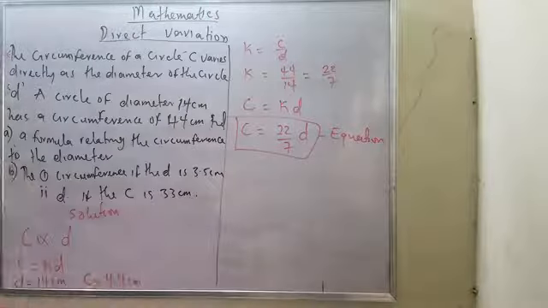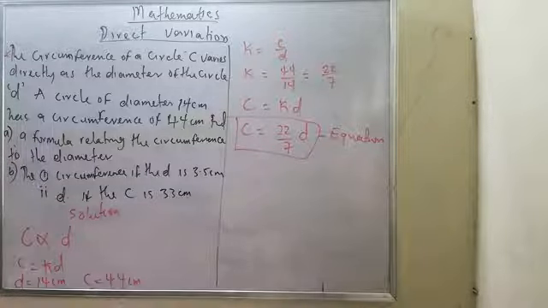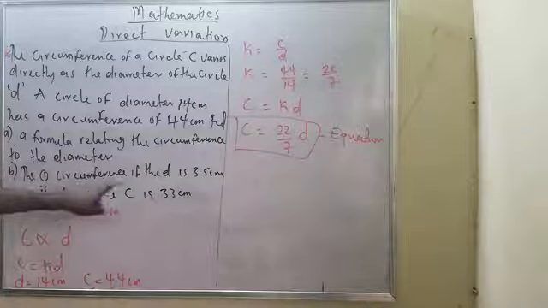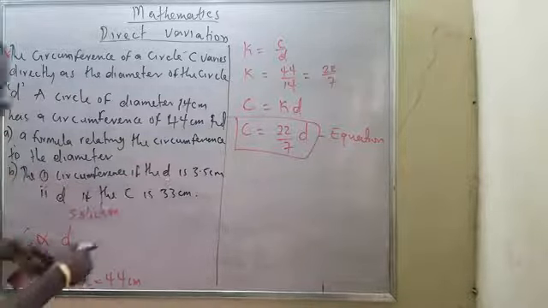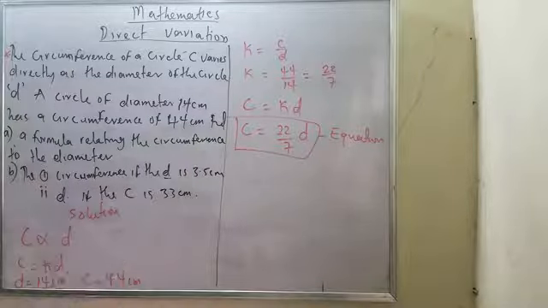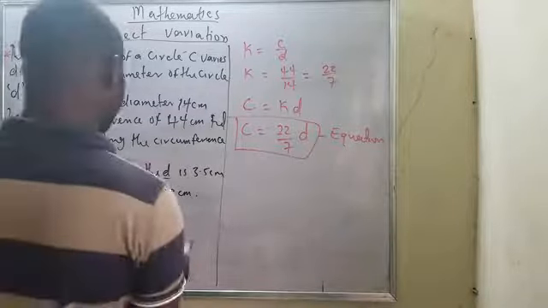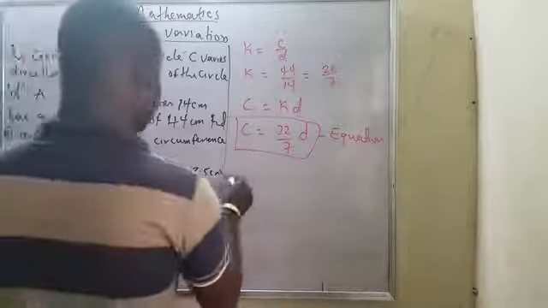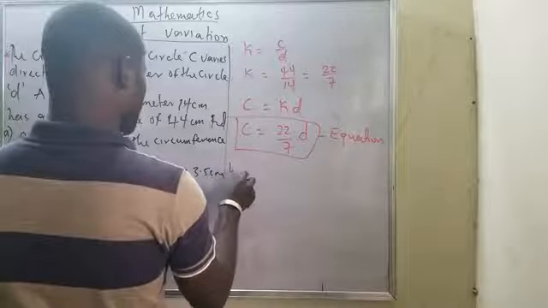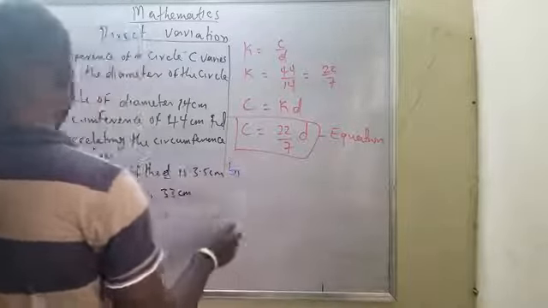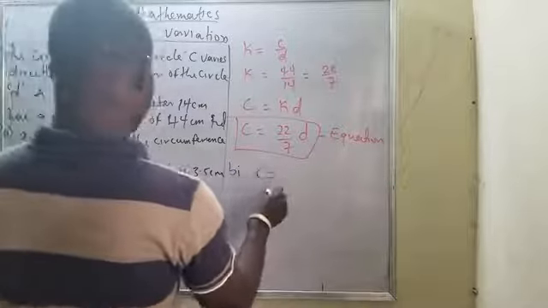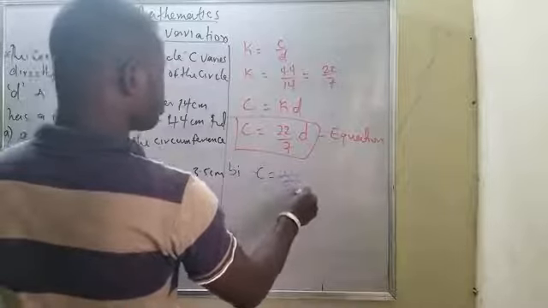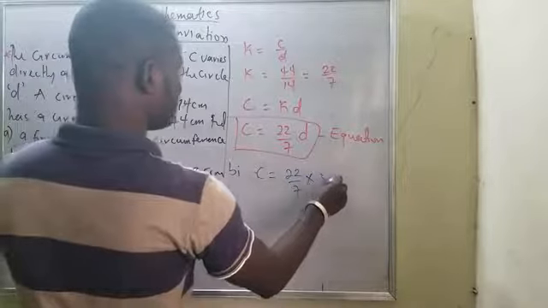Since I have the equation, I can now continue with the first one. Find the circumference if the diameter is 3.5. It means we are looking for the circumference. My C, for part B1, will be equal to 22 over 7 multiplied by 3.5.